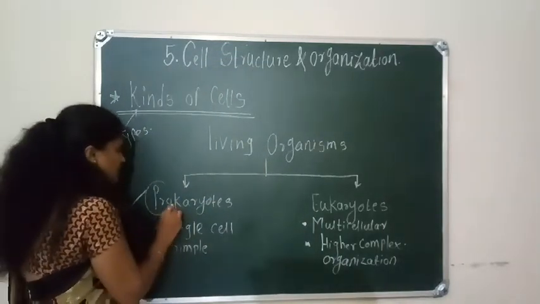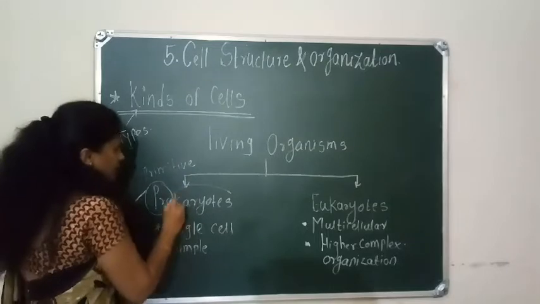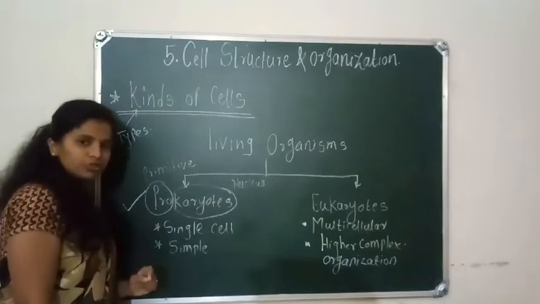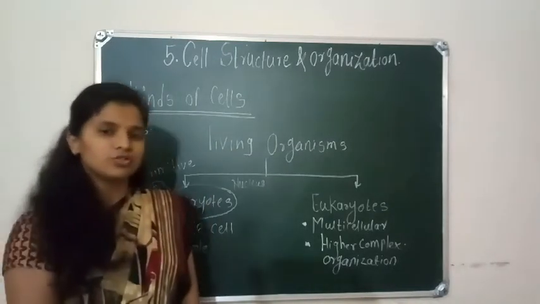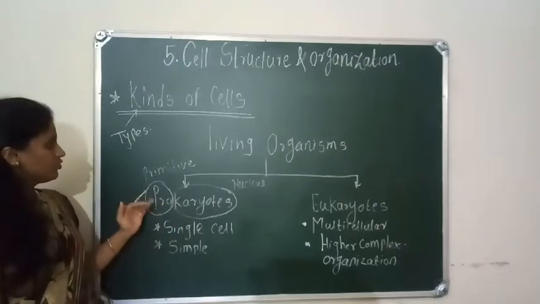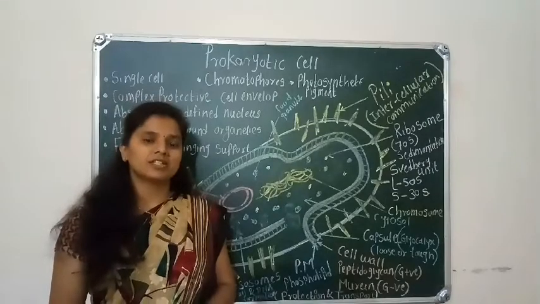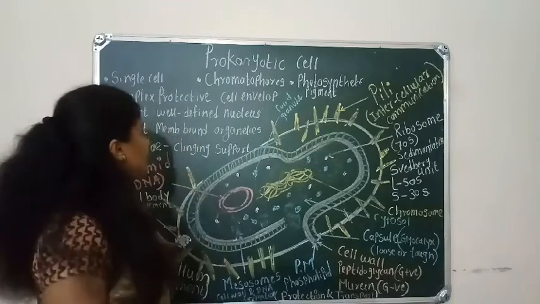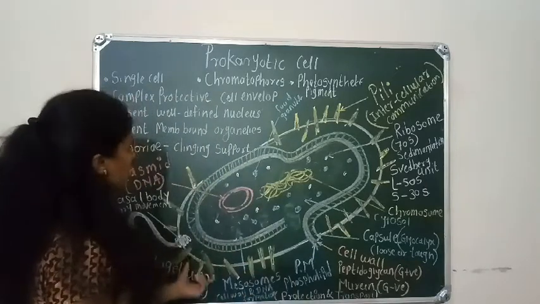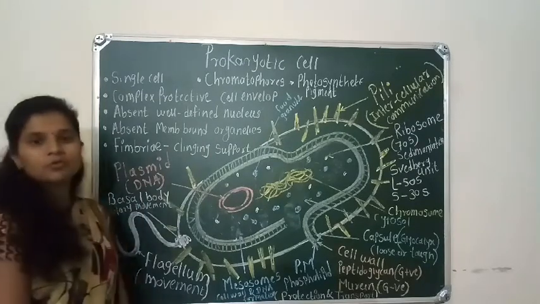Prokaryotic: firstly, pro means primitive and karyon means nucleus. The cell which possesses a primitive nucleus is called a prokaryotic cell. So this is the general introduction. Now let's see the detailed study of the prokaryotic cell. On this blackboard is a diagram of the prokaryotic cell with labeling and description.